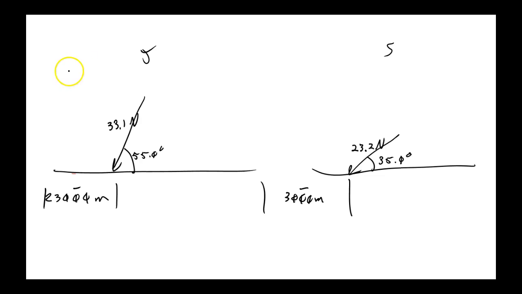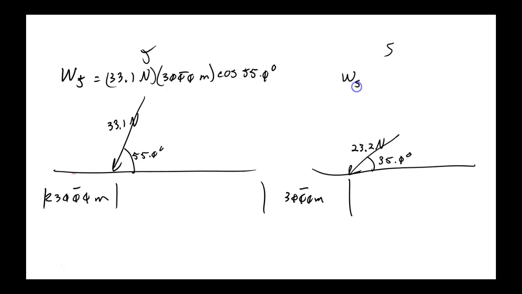So how are you going to find out the work done by one? 33.1 newtons times by what? Which is 3,000 meters times the cosine of 55.0 degrees. Okay, that's the work done by one.